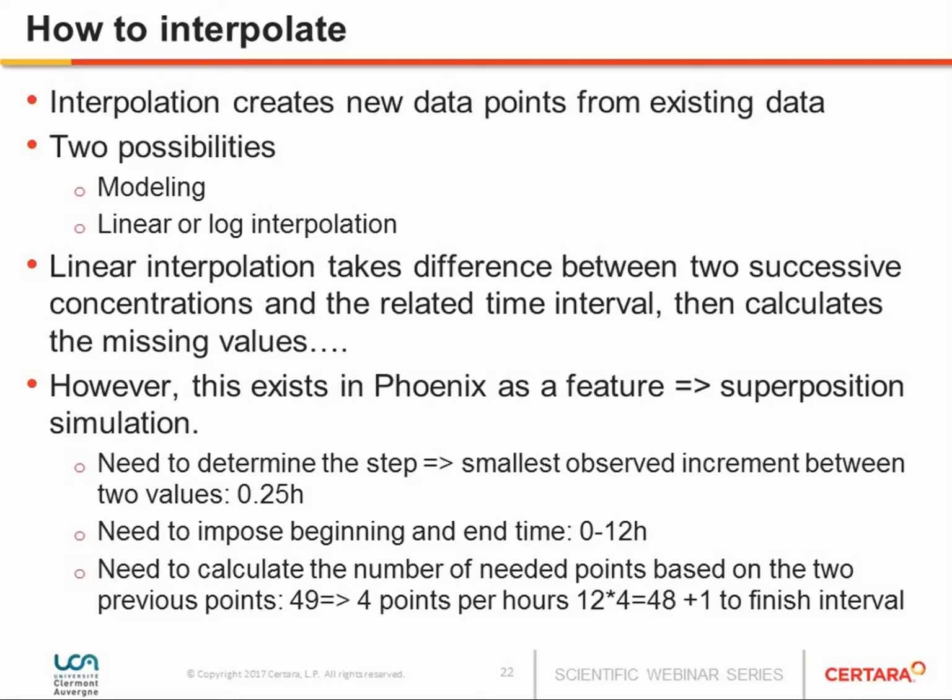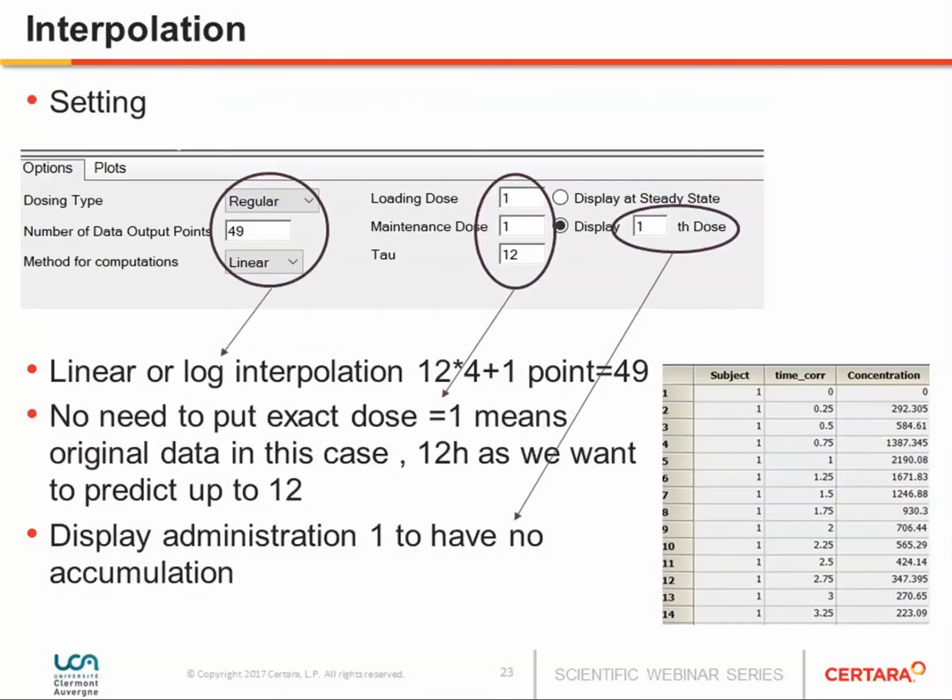So in the simulation in this case, you are going to set, I want to simulate from 0 to 12 hours, and I want to simulate 49 points. So in the setting for the interpolation, you are going to say that the dosing is a regular scheme, that you want to simulate 49 points using a linear method. You can use a log one if you prefer. That the loading and maintenance dose were of 1, that the interval between two intake is 12 hours from 0 to 12. And what you want to display, the dose number 1 and not at steady state. In this case, it's going to result by interpolation every 15 minutes of the missing concentrations.